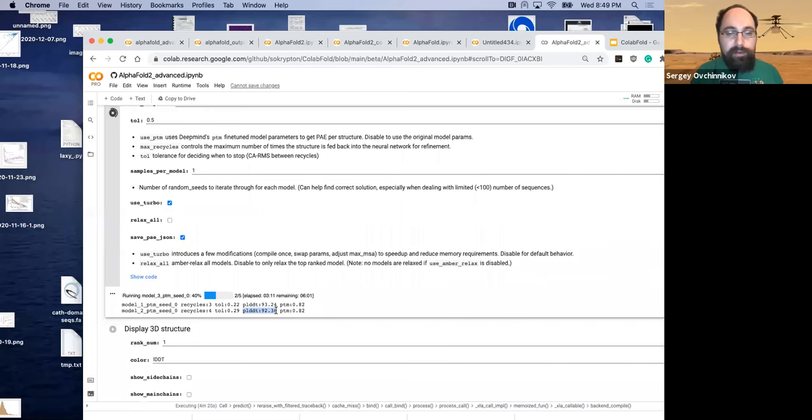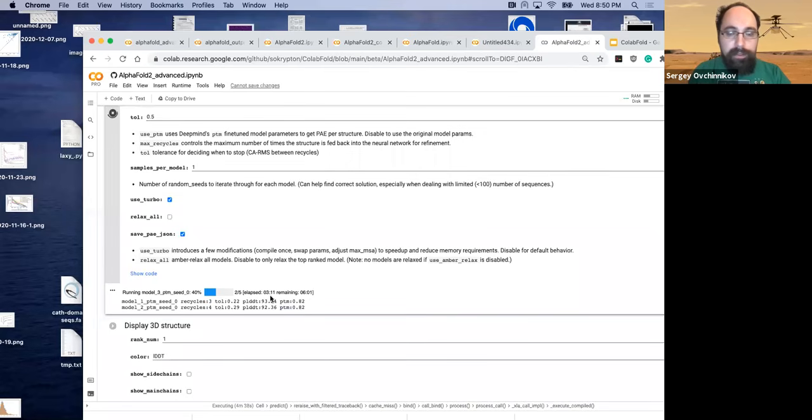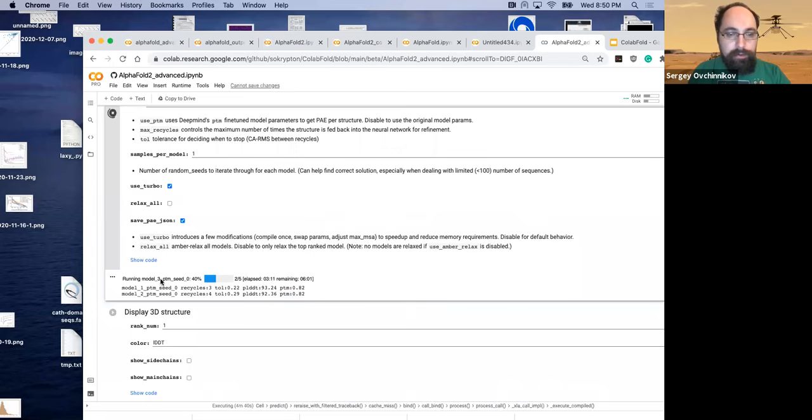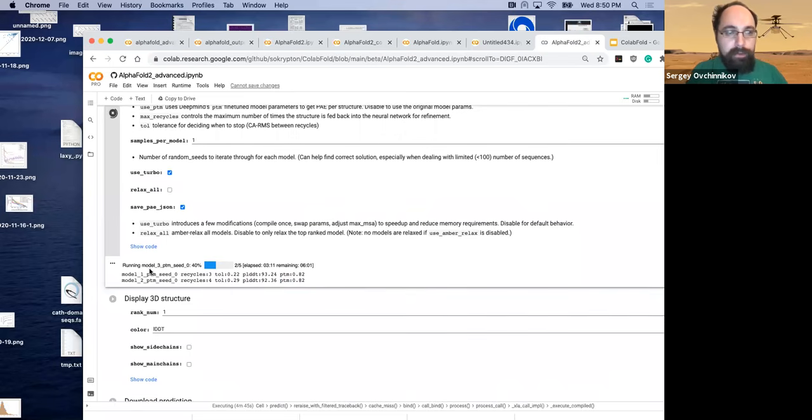This is the same score we talked about, but it also gives you one additional output. This is the predicted TM score. TM score is another metric that people often use to describe similarity between models. So if you're more used to the TM score metric, you can use that as well. Now it's running model 3, and eventually we'll run model 4, and so on. After it runs all the models, it will save all of them, re-rank them, and give you outputs.